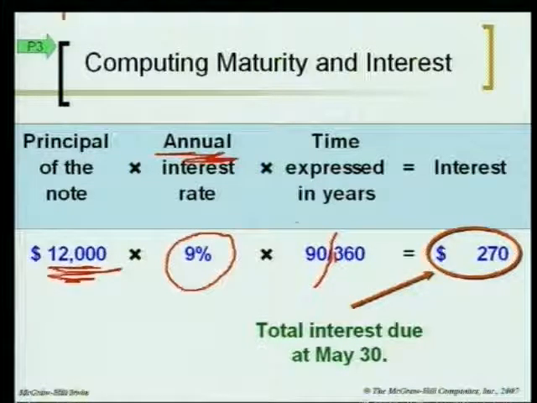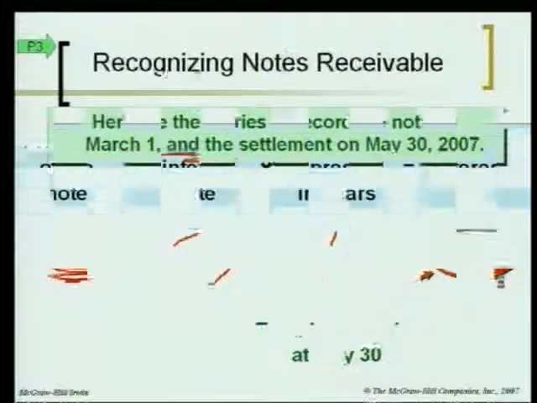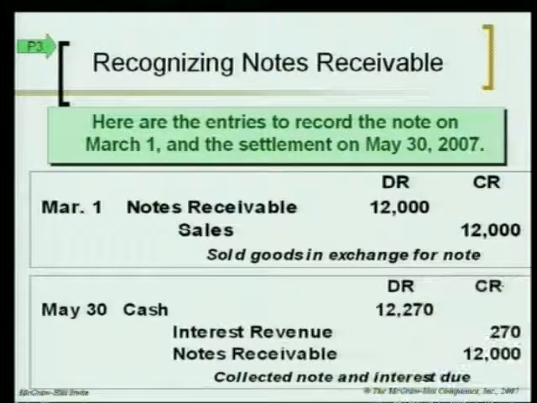So, the total interest that is due is the $270. Okay? So how would that journal entry look? Let's see if they tell us. Well, when we sell the goods, we're talking from the seller's point because it's a receivable, it would look like the March 1 entry. When we received the cash at $12,270, $12,000 of that is for the principal, and the other $270 we record as interest revenue, calculated as we did in the former slide.